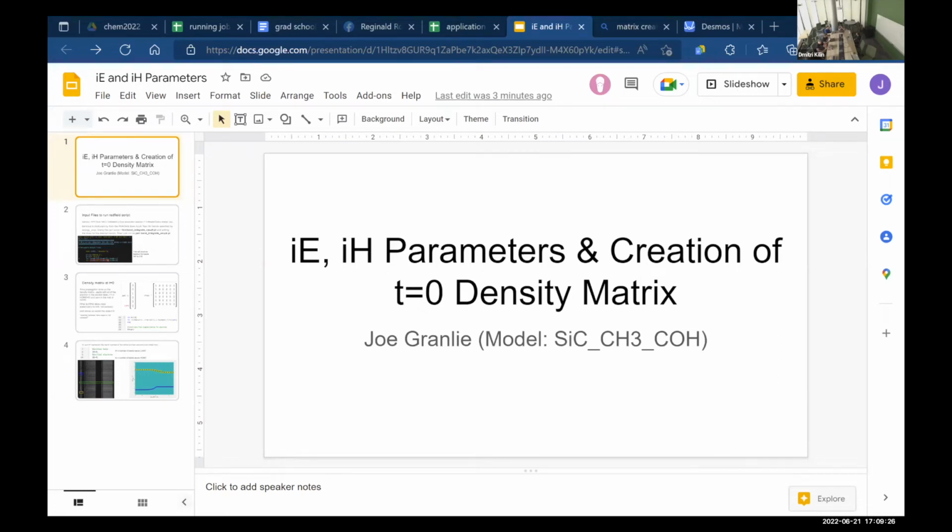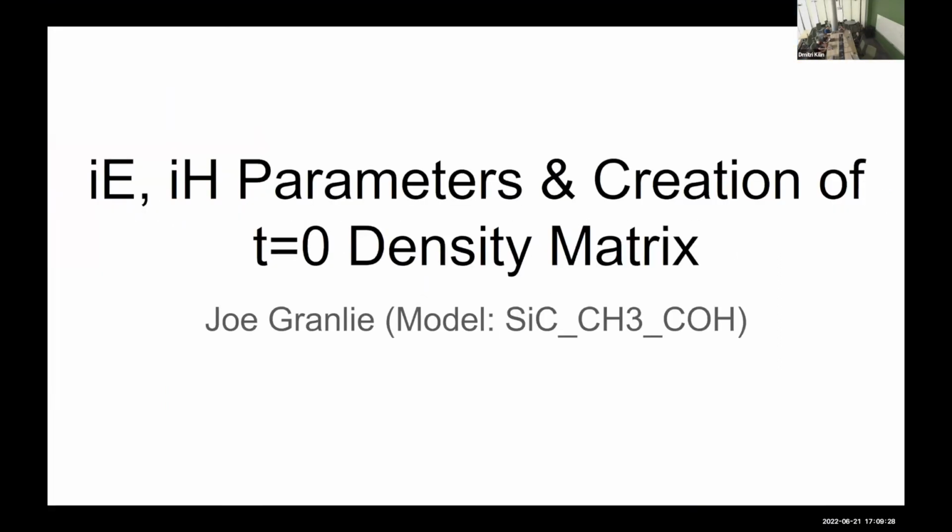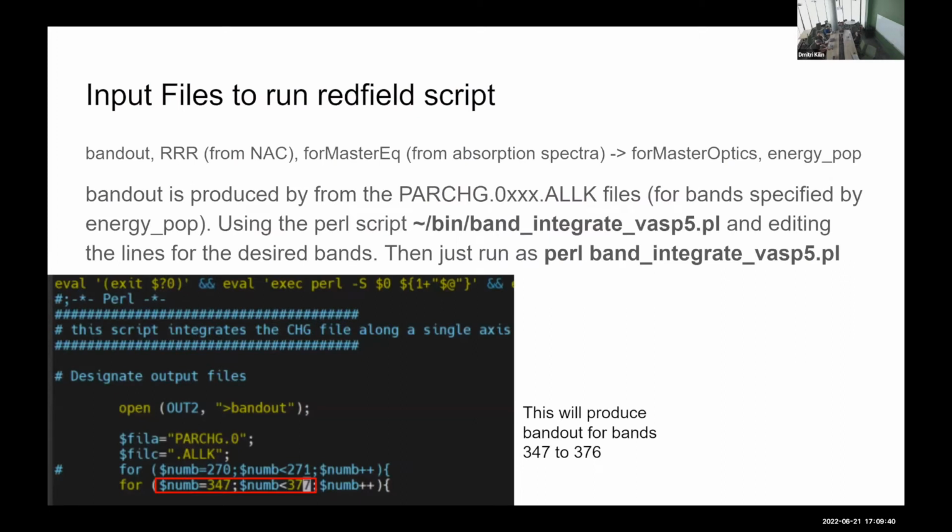All right, so as we've been talking about with this code, we have these IE and IH parameters and this density matrix. That's the whole deal of what we're trying to figure out. And then, as Adam was talking about, we have our input files here. So I won't go over that.